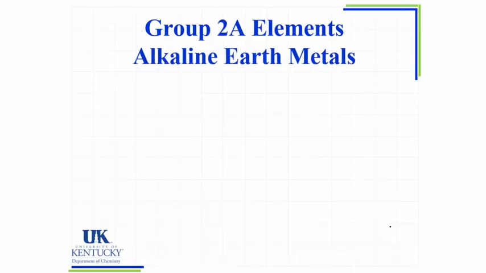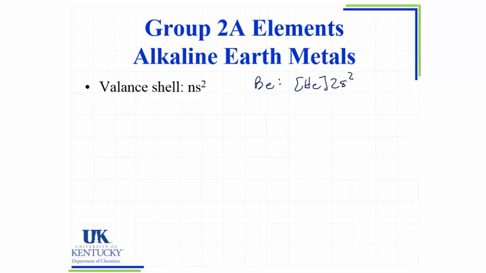Okay, let's go to the next group. We've got our elements that are in the alkaline earth metals. So they're all metals. And if we look at their electron configuration, we know it's ns2. So we know that beryllium was helium 2s2, for example. And as we go down, it'd be 3s2 and 4s2 and so forth.